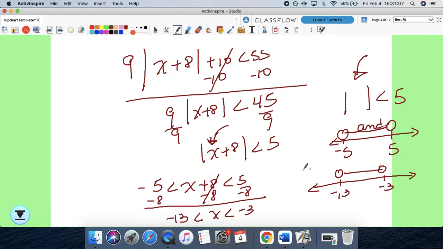Pick a number on the left side here of -13. -100. -100 plus 8 is -92. Absolute value of -92 is 92, and 92 is definitely not less than 5. So you can tell numbers here don't work. The only numbers that work are here, between -13 and -3, and there.